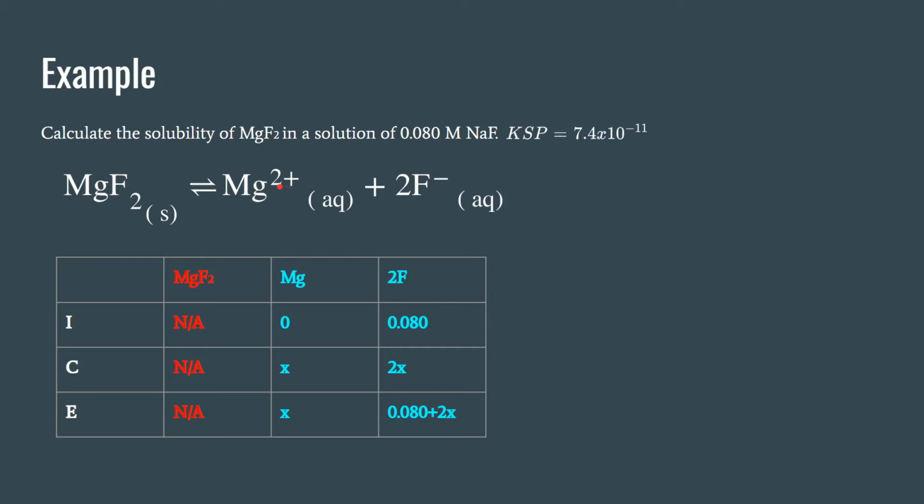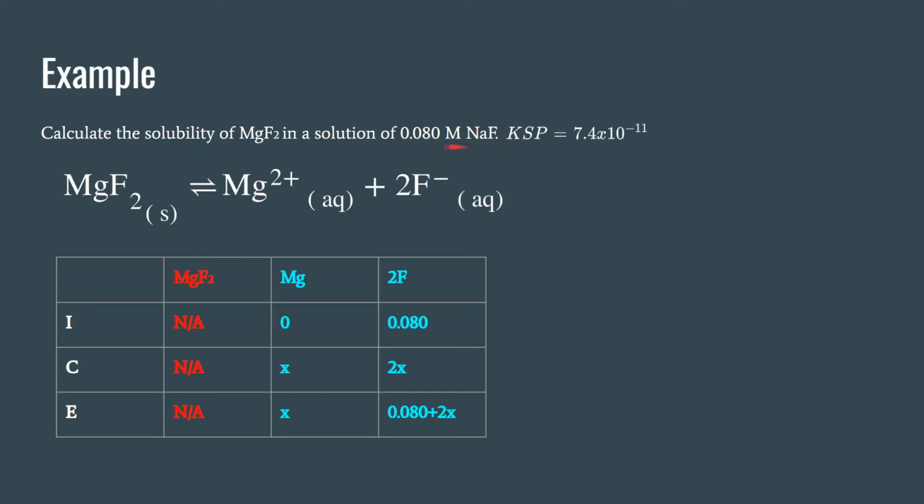Ice table is going to help us to find the KSP expression. So, as we know, we ignore the MgF2 because it's solid. It was never mentioned any initial for Mg, but here's the interesting part. That's where we come into common ion. It gave us here that NaF has a concentration of 0.08.